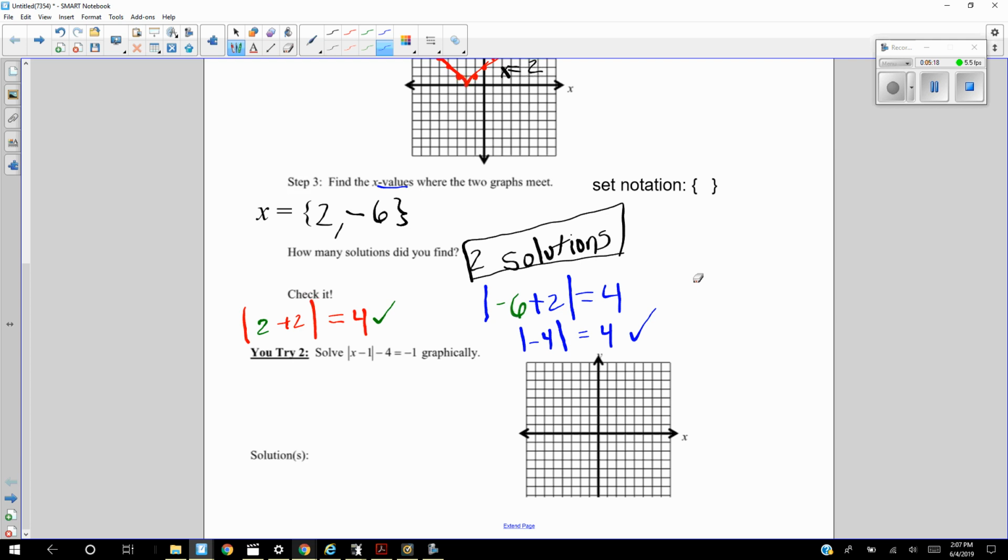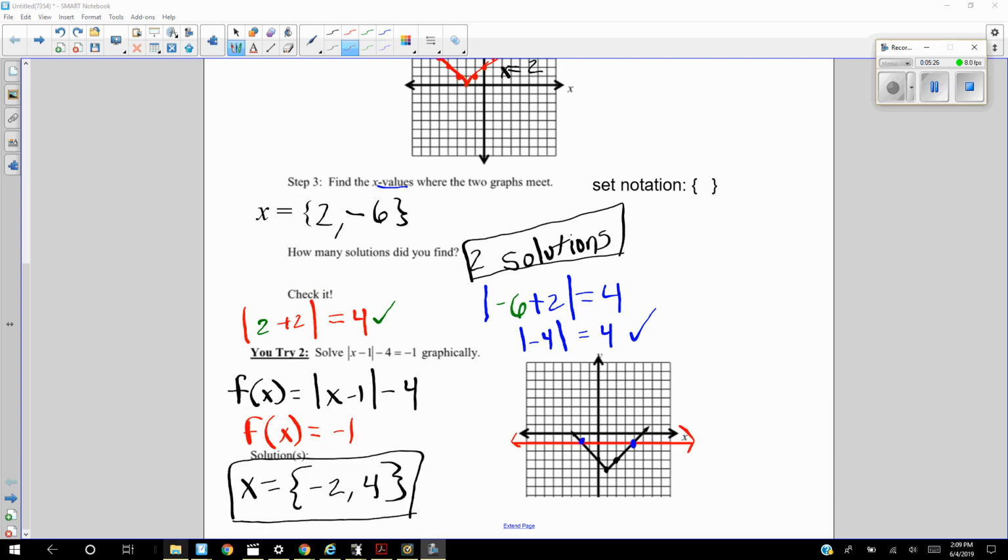Go ahead and pause the video at about the 5:25 mark. I'm going to show you the answer to U-Try 2. So here's the answer to U-Try 2. It's really important when you do quizzes and tests that you actually show where they intersect, so you actually have an ordered pair there. So I can see that the solutions are where the two graphs intersect.